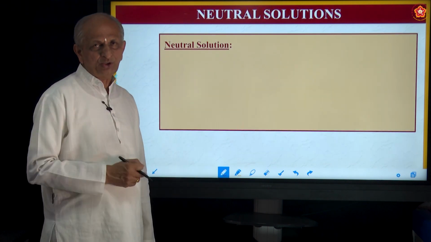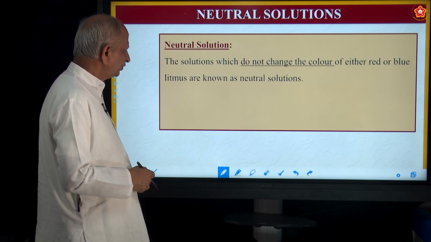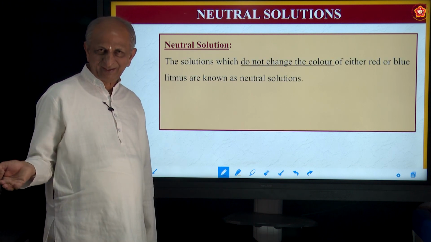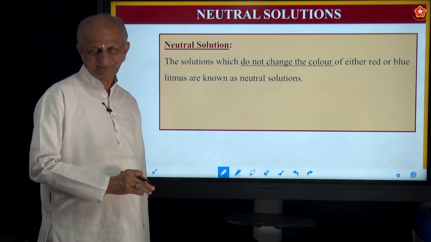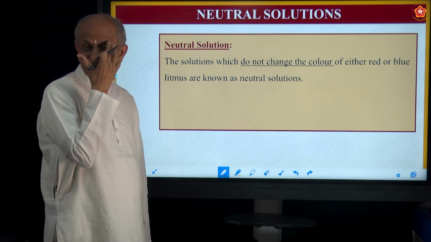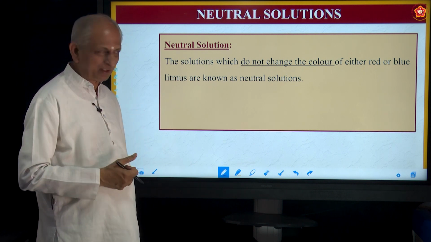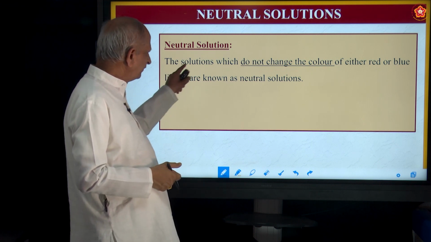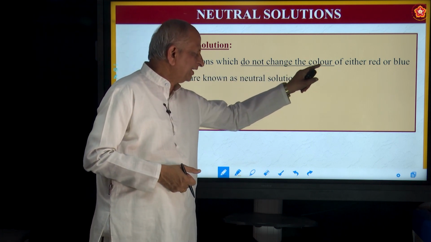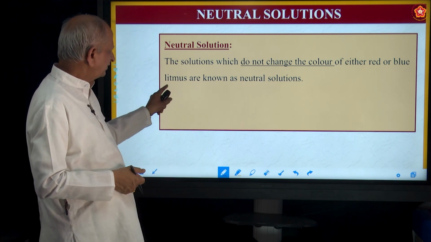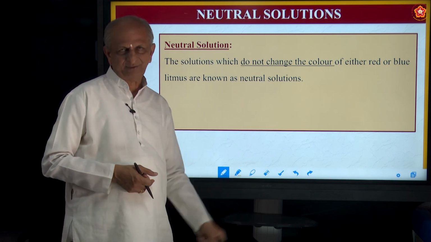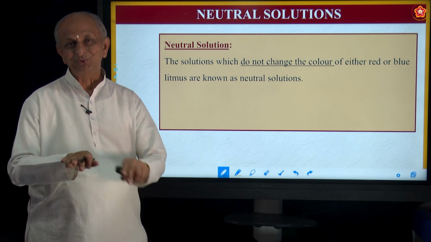What about neutral solutions? Neutral means what? Neither acidic nor basic. The water you drink is neutral. Distilled water is neutral. The solutions which do not change the color of either red or blue litmus are known as neutral solutions. Neutral, steady.